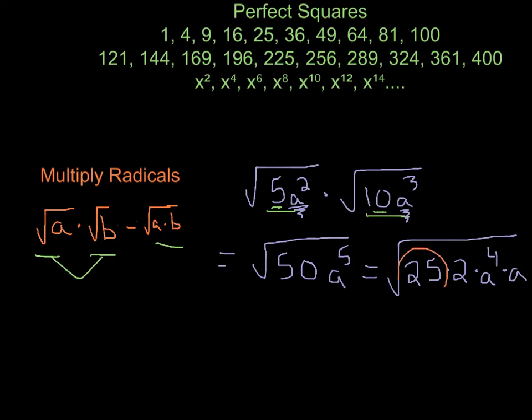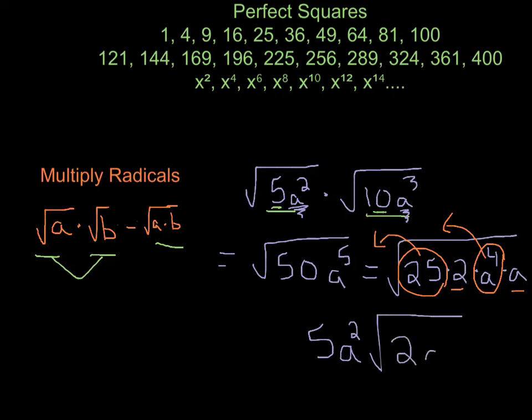So we break it up into our factors. I circle my perfect squares, because when you take the square root of them, they'll be just regular numbers out in front, and then 2 and a will be left over. So the square root of 25 is 5. And the square root of a to the fourth is a squared. And then I'm left with a 2a underneath the square root. And there it's simplified.